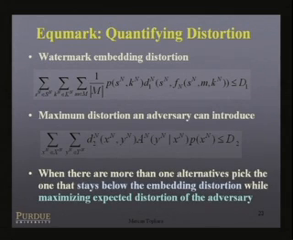So what happens is, when there are more than one alternative to insert one bit, we pick the one that is staying below the author's threshold, the embedding threshold, and maximizing the expected distortion of the adversary. And I will give you an example of how we do it.